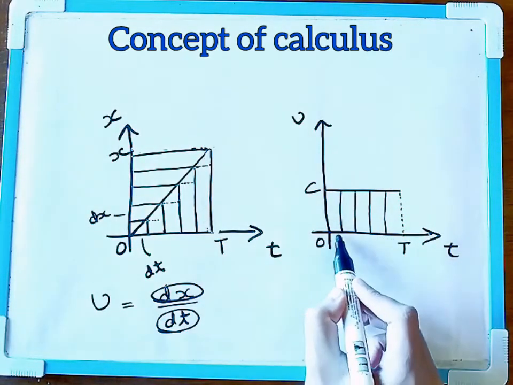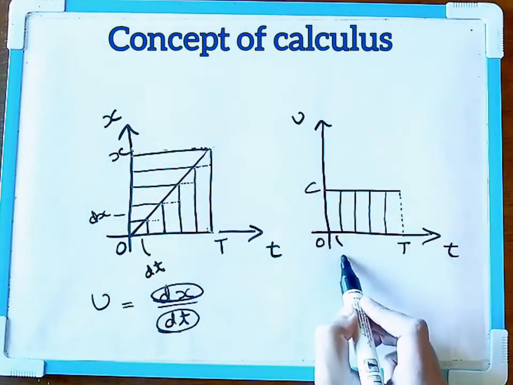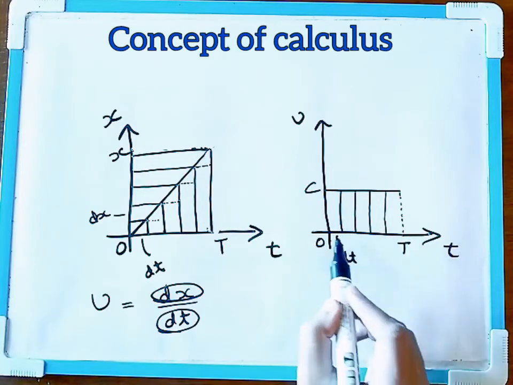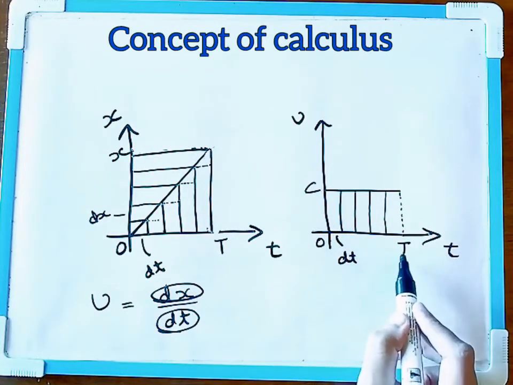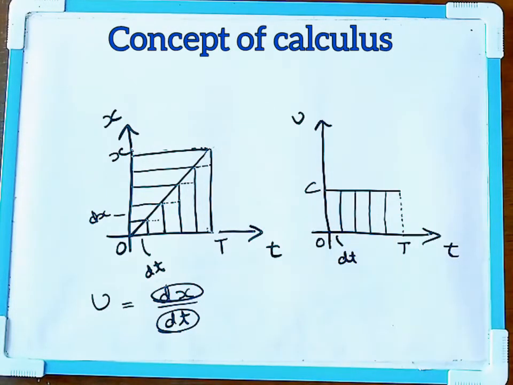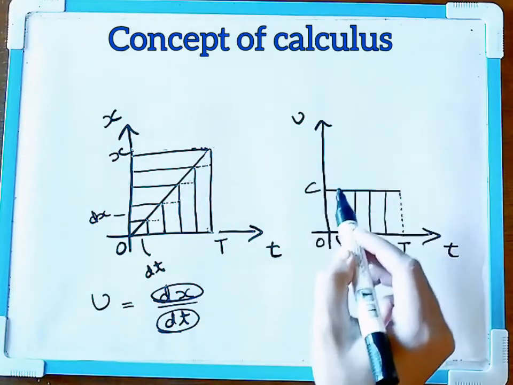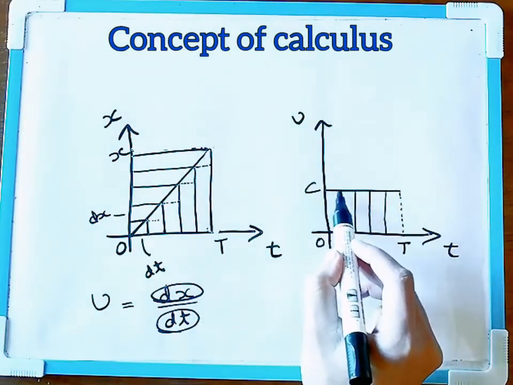So here is your dt. So dt, dt, dt, dt, dt. If you add all the dt, you will get this time interval t. Okay, so here these are your dt, but what about your v? Your v is constant. See, your v doesn't change.